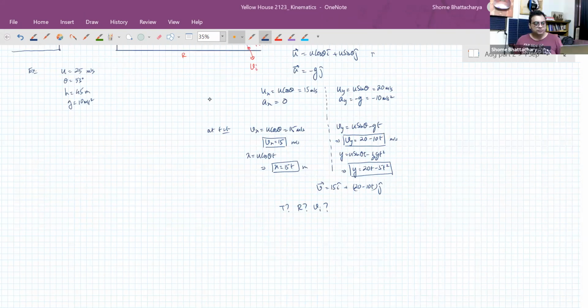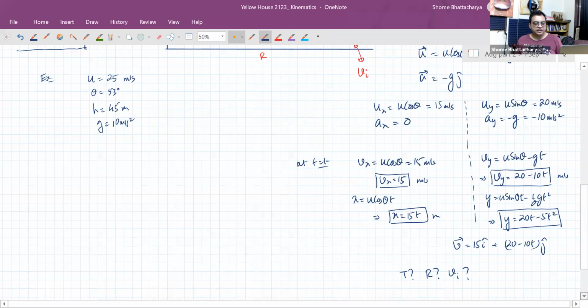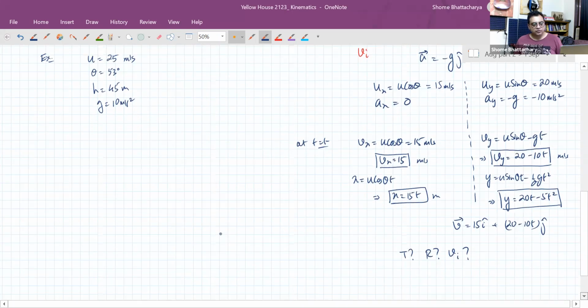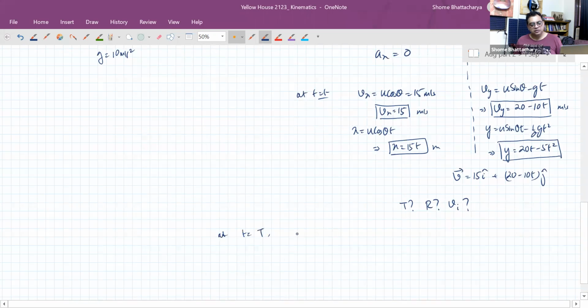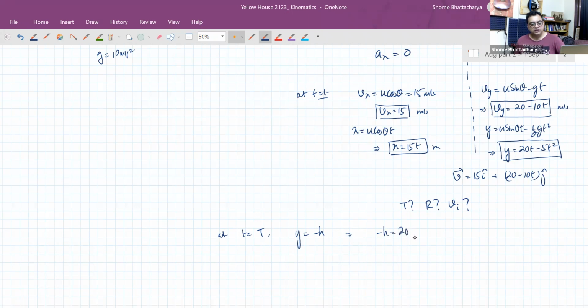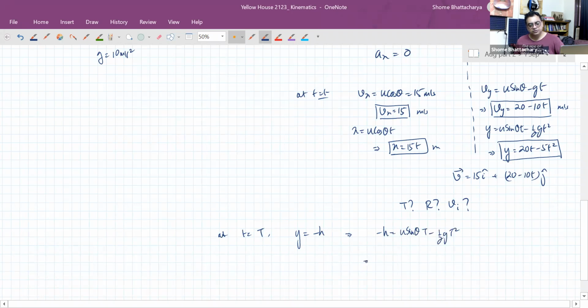Okay, so just refer to the diagram and you will understand. At t equal to capital T, the y coordinate will be minus h because it's downwards, no? And our y-axis is upwards. So minus h should be equal to u sine theta t minus half gt square. So substituting the values, minus 45 should be equal to 20t minus 5t square.